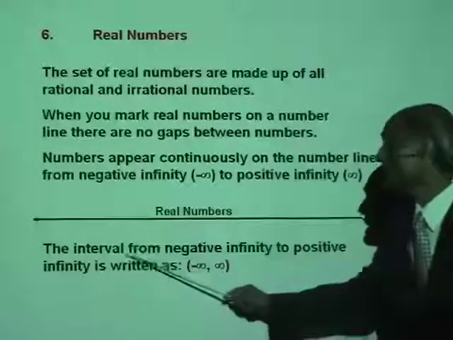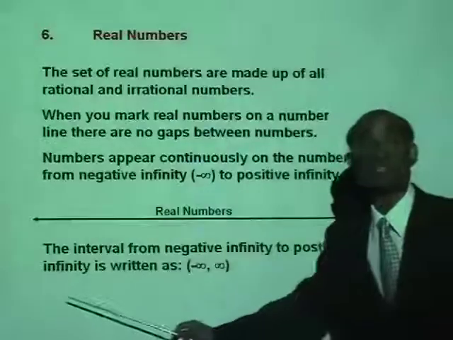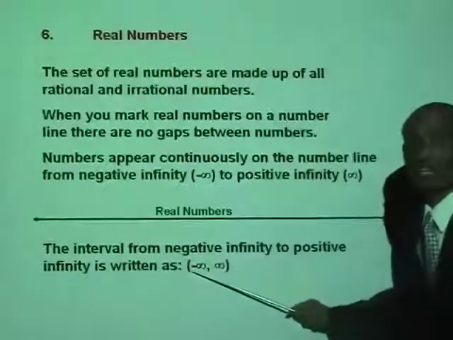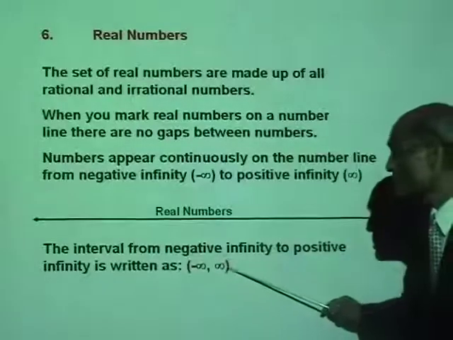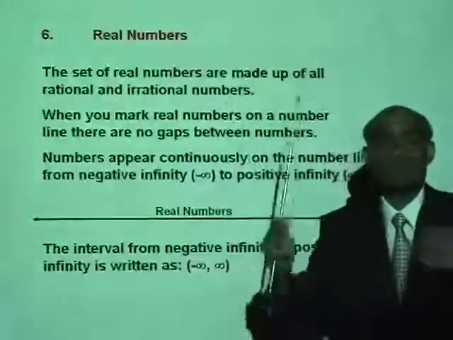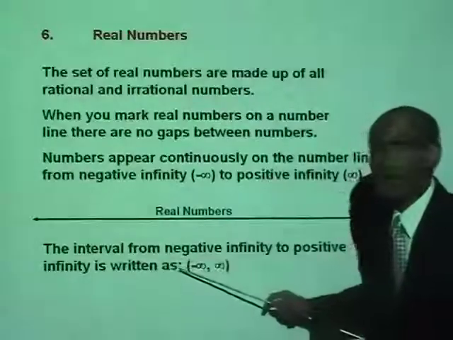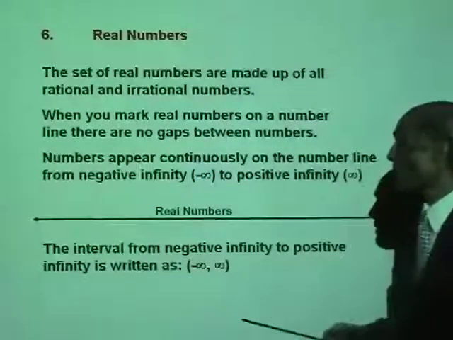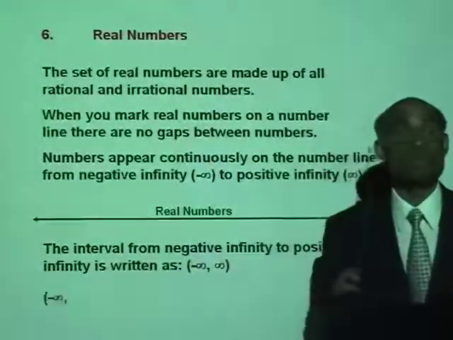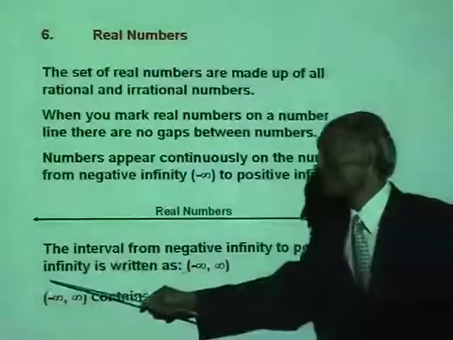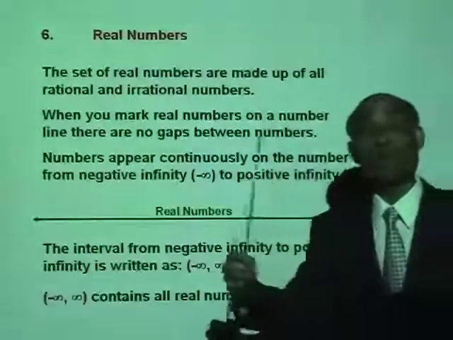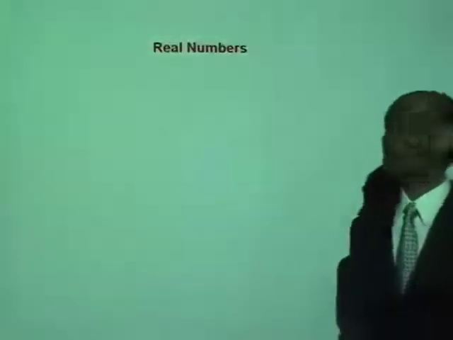That's correct. The interval from negative infinity to positive infinity, look at the way we write that interval. Parenthesis, negative infinity to positive infinity, close parenthesis. This is called interval notation. All the numbers in the interval from negative infinity to positive infinity are real numbers. That means the interval negative infinity to positive infinity contains all real numbers.